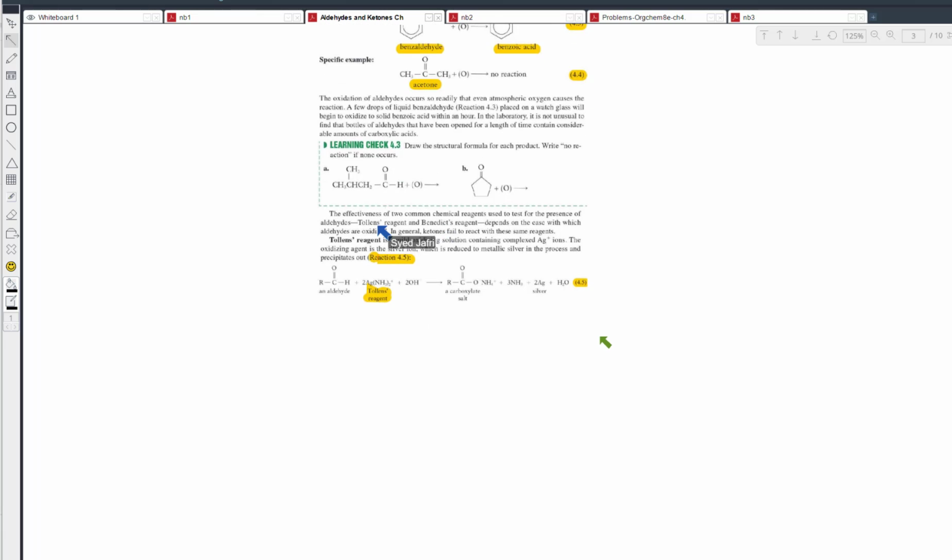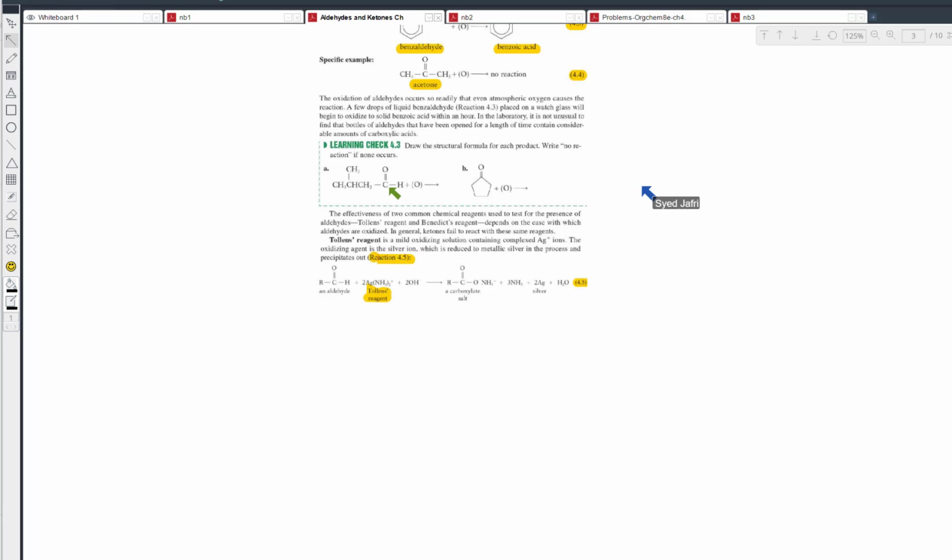Okay, now let's do this one. What will you get? Normally they write just O, assume it is the normal oxidizing agent. So what will you get? Draw the structural formula. All right.